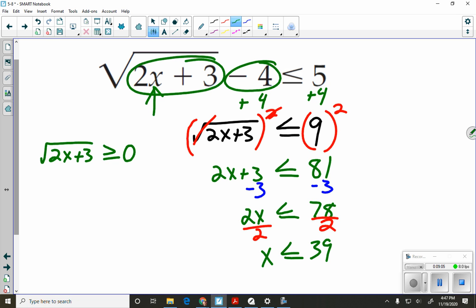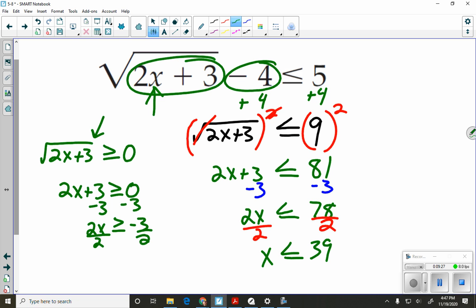Now you don't have to worry about the rest of the equation because it's just about this root sign. Now you can square both sides, or you could say, hey, really what's underneath this, 2x plus 3, has to be greater than or equal to 0. Either way you want to solve it is just fine. So minus 3, you get 2x is greater than or equal to negative 3. Divide by 2, and do you notice x is greater than or equal to negative 3 halves?